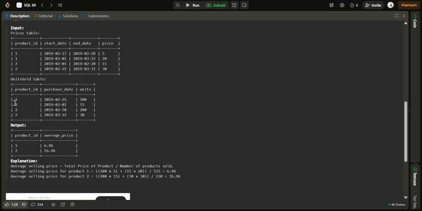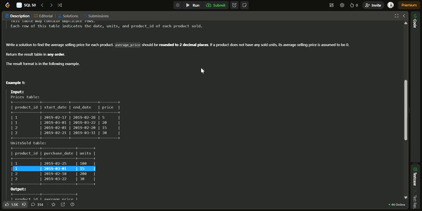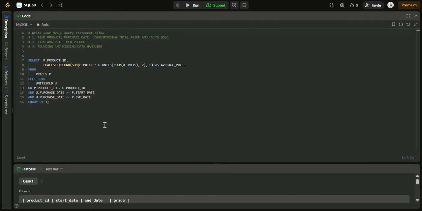So we have to check whether this purchase date belongs to this range or this range. After that, in the right range, we will get what price it was sold at. After that, we will find the total price, and from total price, we will find the average price, and then we will do missing data handling. So we will look at the solution now.